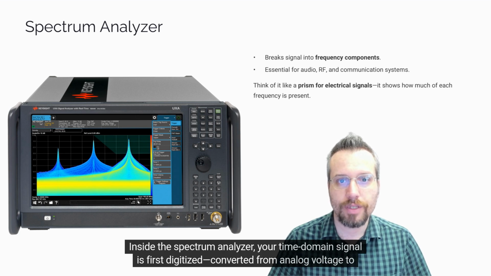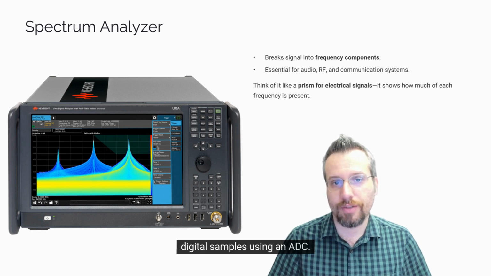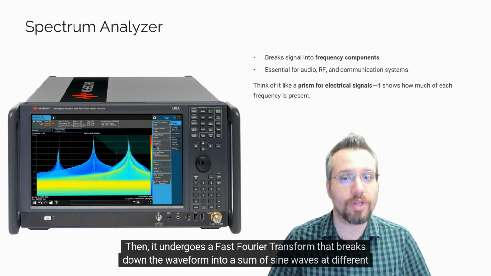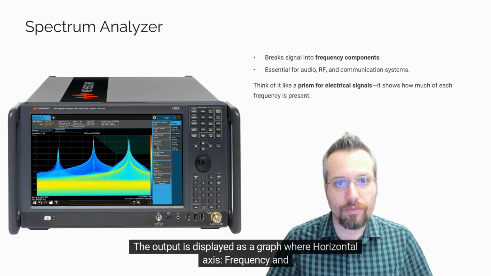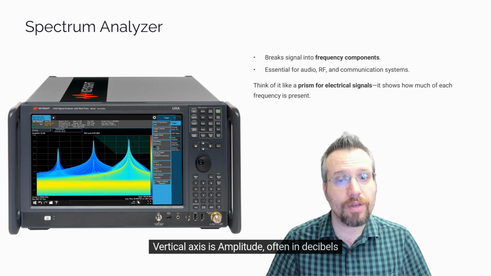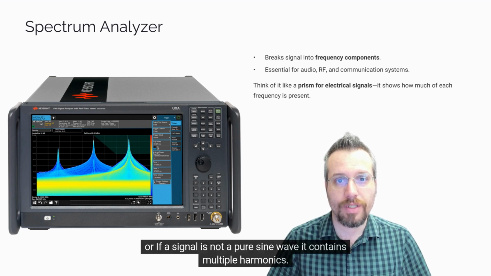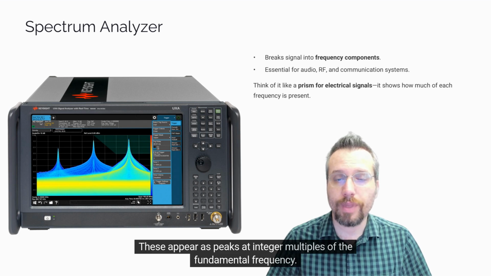Inside the spectrum analyzer, your time domain signal is first digitized, converted from analog voltage to digital samples using an ADC. Then, it undergoes a fast Fourier transform that breaks down the waveform into a sum of sine waves at different frequencies. The output is displayed as a graph where the horizontal axis is frequency and the vertical axis is amplitude, often in decibels. You can identify the dominant frequency component, or if a signal is not a pure sine wave, it contains multiple harmonics. These appear as peaks at integer multiples of the fundamental frequency.